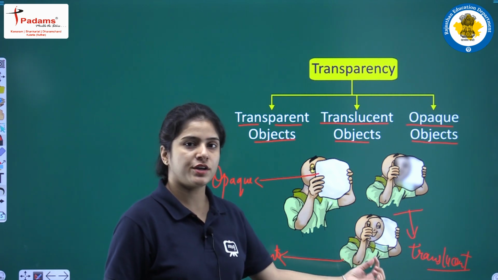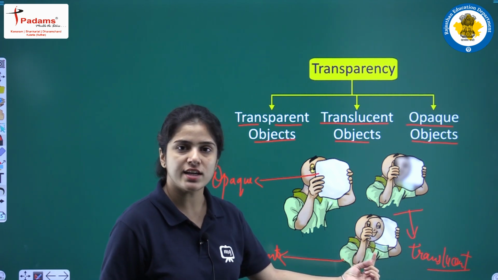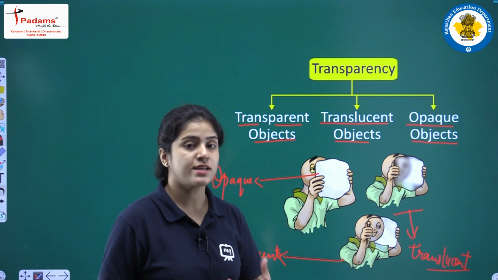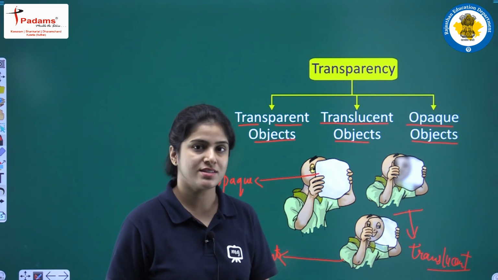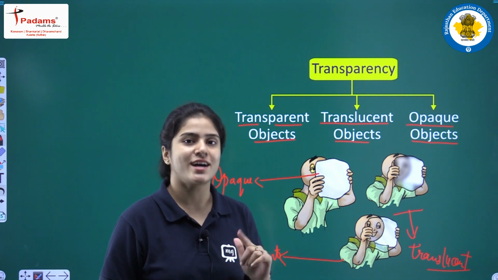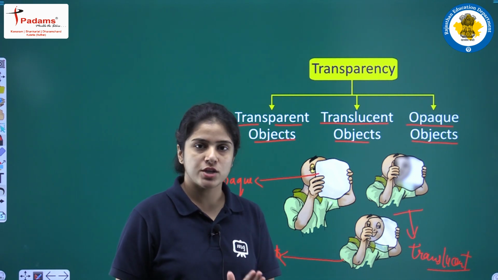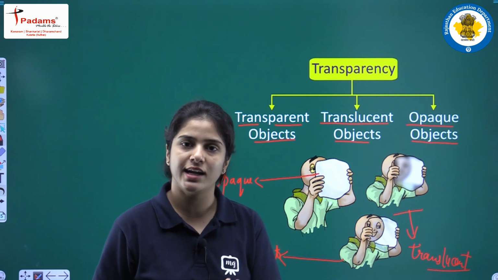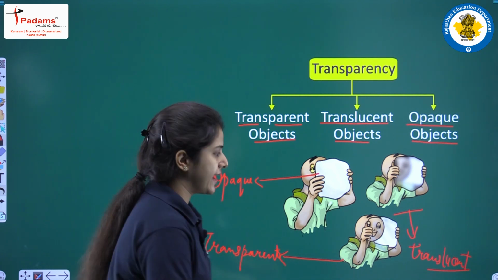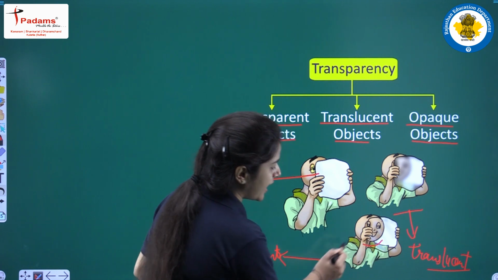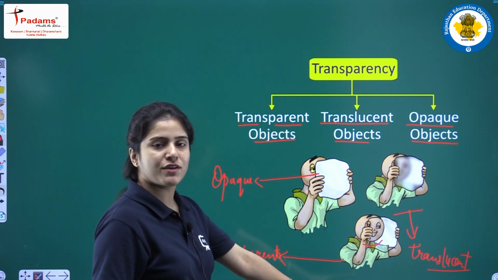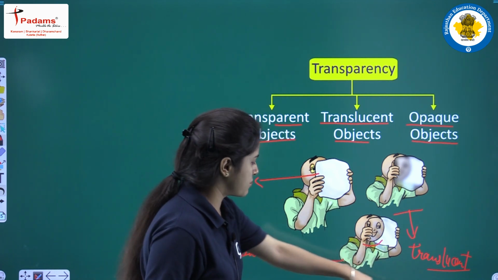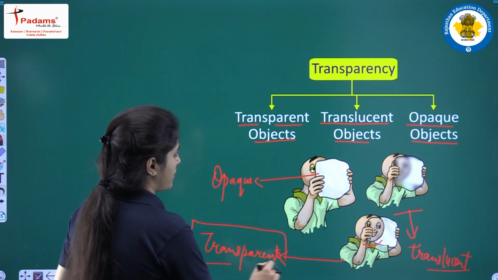From this particular picture you are able to see the face of the kid, right? So that means the objects through which we can see the other objects clearly are called transparent objects. As you can clearly see the face of the kid, so this object is a transparent object.